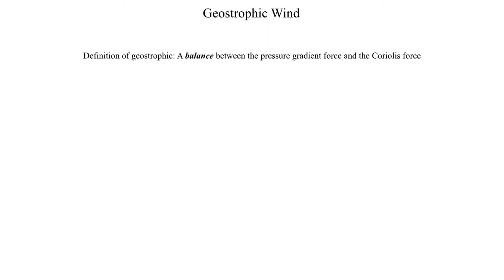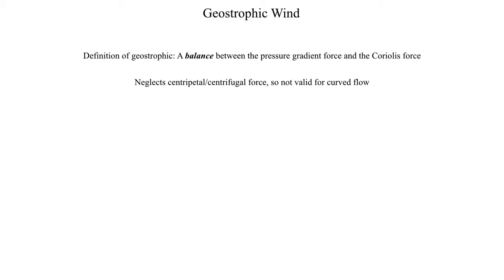Geostrophic wind is defined as a force balance between the pressure gradient force and the Coriolis force. By force balance, we mean that the two forces are exactly equal to each other in magnitude and in opposite directions. That means the net force and the net acceleration are in fact zero.